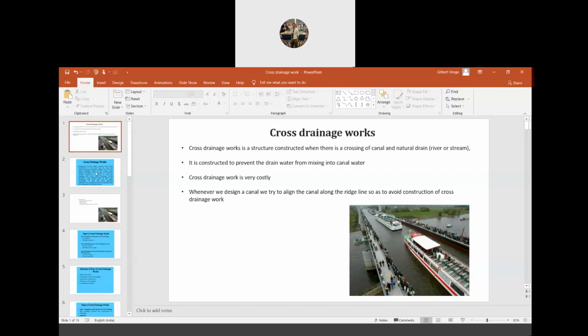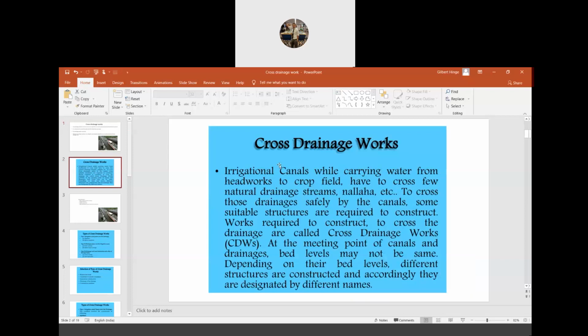You can see here it is written, irrigation canals carry water from the headwork to the crop field or wherever it is intended to go. Sometimes they have to cross natural drainage such as a stream, a nala, or rivers. To cross this drainage safely, we have to construct some kind of a structure. The structures constructed at the meeting point between the natural drainage and the canals are called cross drainage works.